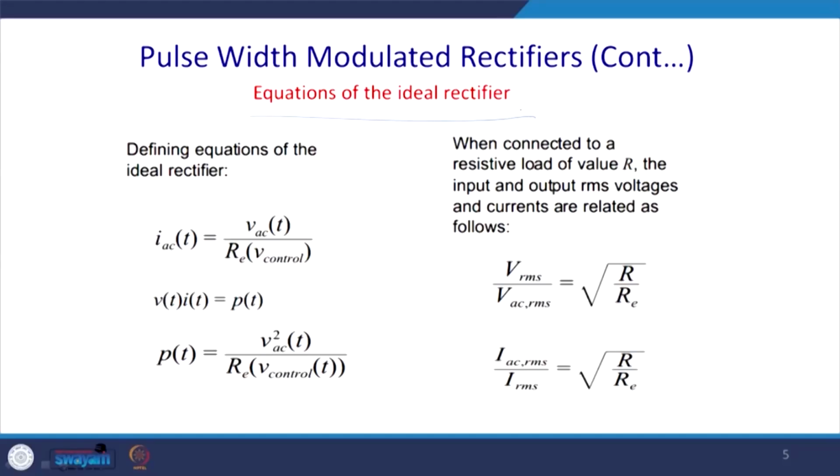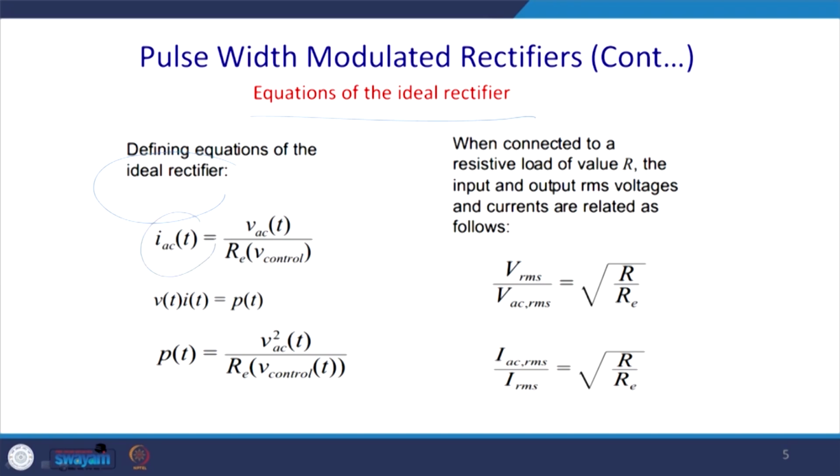So, these are the equations of the ideal rectifier. Now, why do you require it? Of course, we have discussed the 6 pulse and 12 pulse converters. There we have seen the problem, and we want an ideal rectification and to see how it can be achieved by the PWM rectifier. So, the equations of the ideal rectifier are I_AC equal to V_AC by R_E(control), and similarly v(t) into i(t) equal to p(t), this instantaneous value.